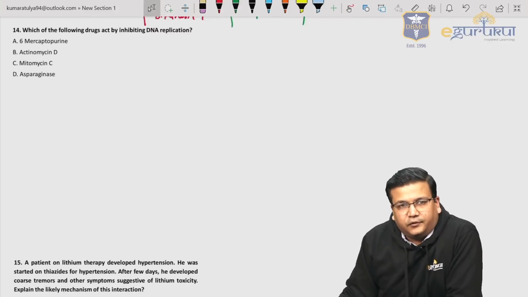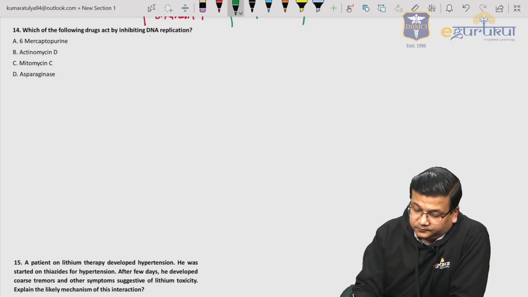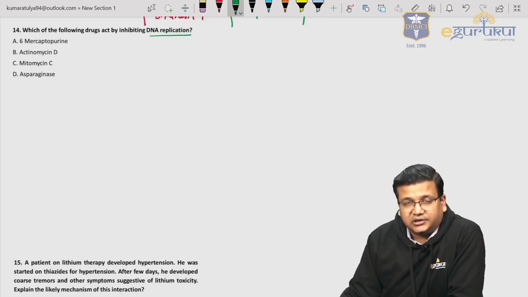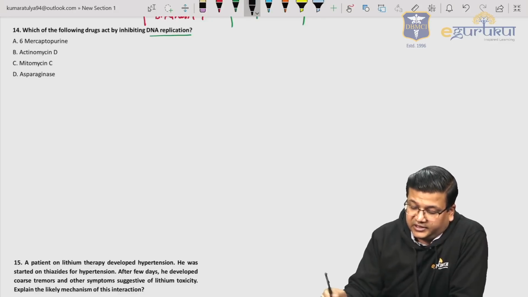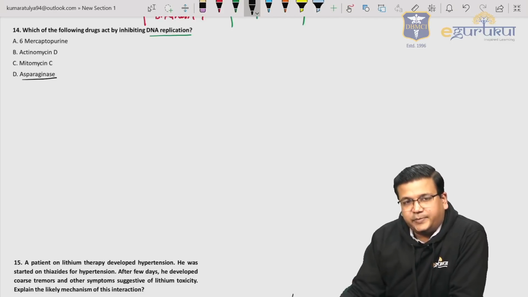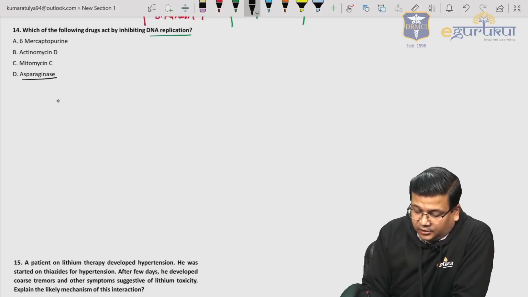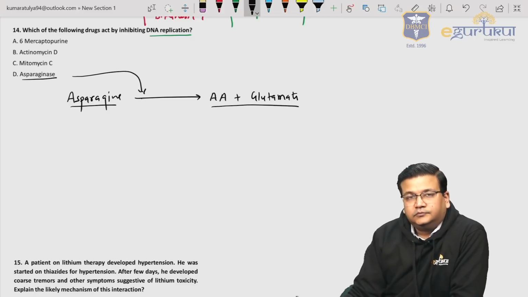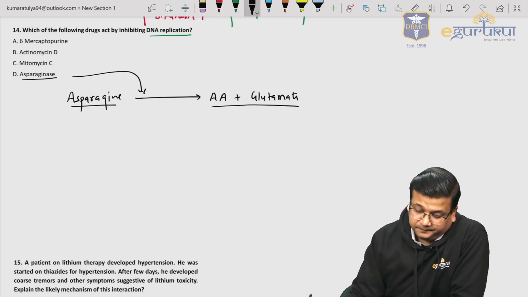Moving on to the next question: which of the following drugs acts by inhibiting DNA replication? We look at the options. We are given anti-cancer drugs. So this question has come from anti-cancer, a very simple and straightforward question based on mechanism of action. Let's look at the options one by one. Asparaginase, as the name suggests, is an enzyme which breaks down asparagine. Asparagine is a substance in our blood that is broken by this enzyme into aspartic acid plus glutamate. So it has nothing to do with DNA replication.